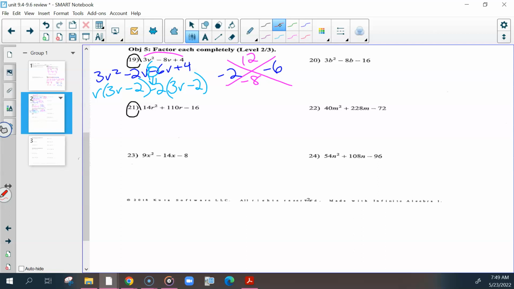I'm going to write this answer over here. And then everything on the outside, the v and the minus 2, would also be part of your answer. So 3v minus 2 and v minus 2 would be your answers for your factors. Do we have any questions on that process? Have we got that answer?